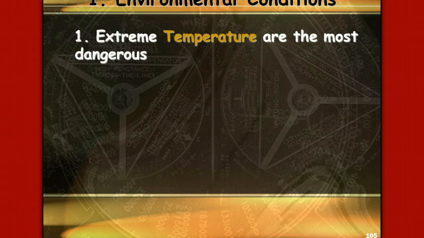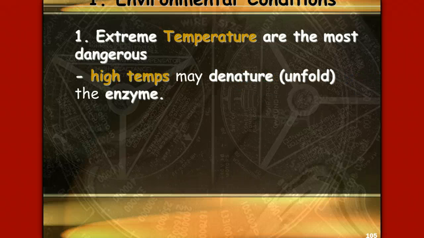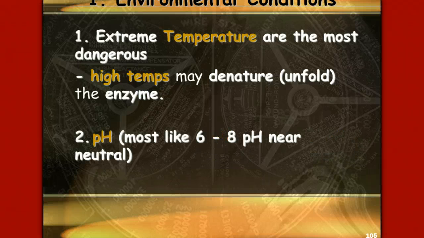Extreme temperatures are actually the most dangerous to enzymes, and that's because proteins are affected by temperature. If they get too hot, their structure actually unfolds and unwinds, and the protein doesn't even fit anymore. The bonds technically have come apart, and that compound doesn't even look like the same compound anymore. So high temps do what we call denaturation, and they denature, or unfold, that enzyme.